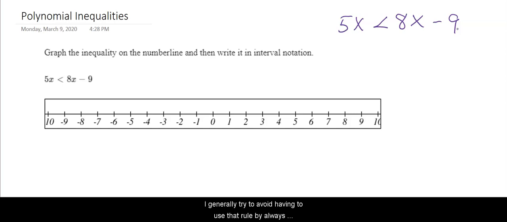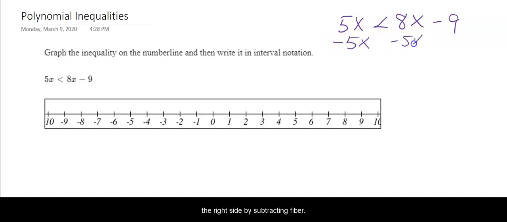I generally try to avoid having to use that rule by always moving the smaller x term to whichever side would cause the x term to be positive. In this case, since I have 5x on the left and 8x on the right, the 5x is smaller than the 8x, so I'm going to move the 5x to the right side by subtracting 5x.